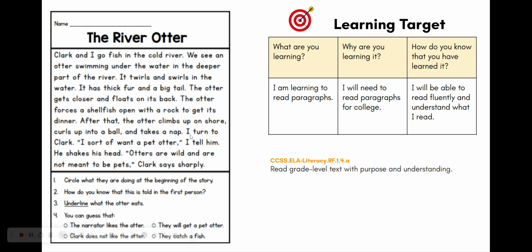Great job. My turn. I turn to Clark. Repeat. My turn. Here I go. I sort of want a pet otter, I tell him. Your turn. Repeat. He shakes his head. Repeat. Okay, now it's my turn. Otters are wild and are not meant to be pets, Clark says sharply. Your turn. Repeat.